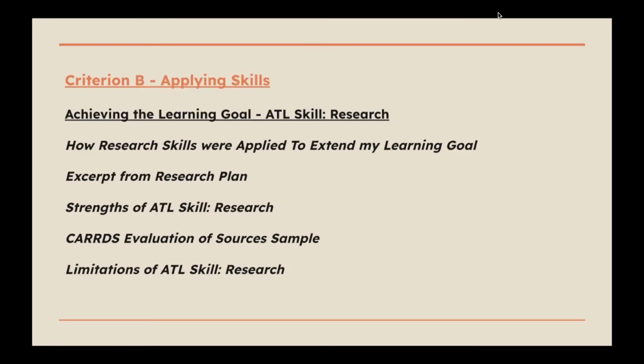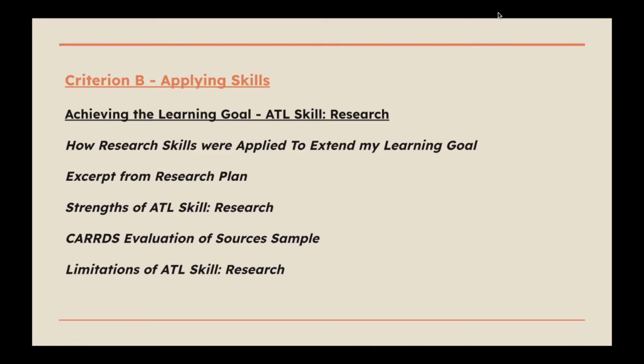For criterion B, applying skills, there are two ATL skills that you should be including. One to achieve the learning goal, in which I chose to be research skills. So based on what I chose, I separated into how research skills were applied to extend my learning goal, an excerpt from my research plan, the strengths of the ATL skill, and a sample of a card's evaluation of sources, as well as the limitations for the ATL skill.